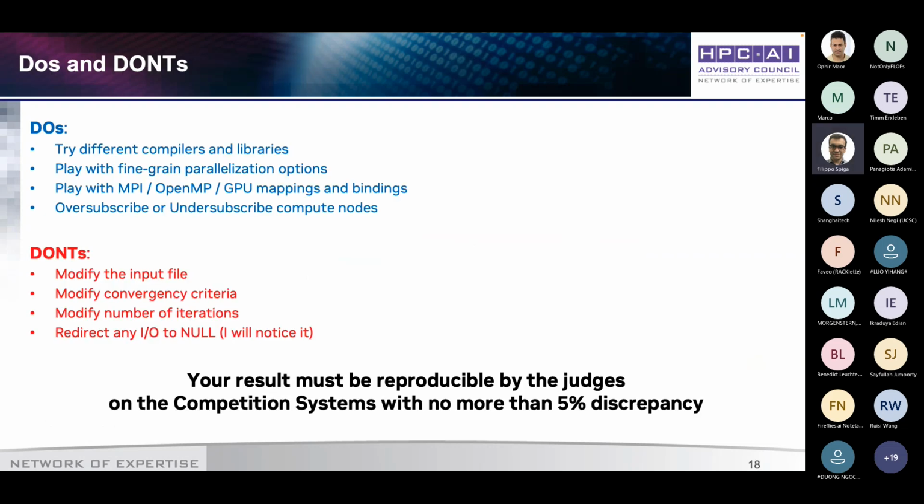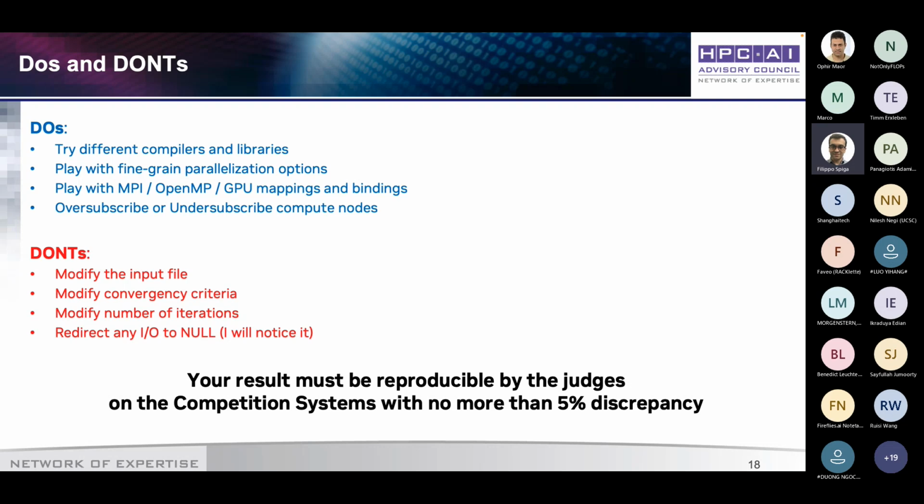So, what you can and cannot do from a competition point of view. You can try whatever libraries and compilers you want. You can play with all the fine-grain and coarse-grain parallelization schemes that I described before. You can play with MPI, OpenMP, MPI plus OpenMP, GPU, non-GPU kinds of mapping. You can oversubscribe or undersubscribe your compute node. It doesn't really matter. What you can't do, obviously, is modify the input file. There is a convergence criterion that dictates how many steps you're going to do. We need to do all of them, so everyone is on the same page.